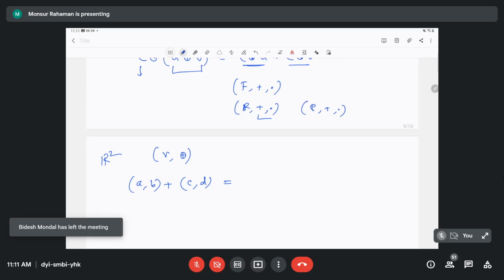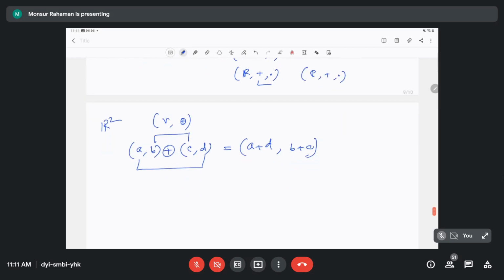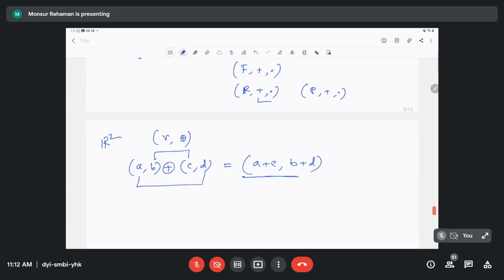So I have to give the definition. If I tell you that you have to add this one with this vector, a plus d, and this one with this number, it will become b plus c. So it will depend on how I define it. Obviously it will not follow any other condition. It is a component wise addition, a plus c and b plus d. So that's why I'm making it another, not an ordinary plus.